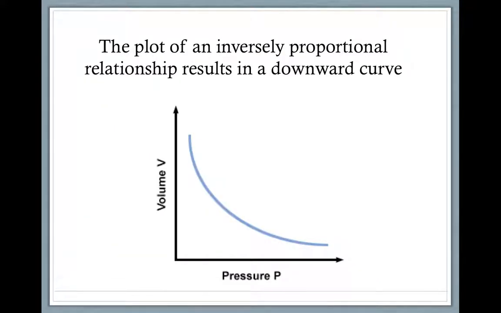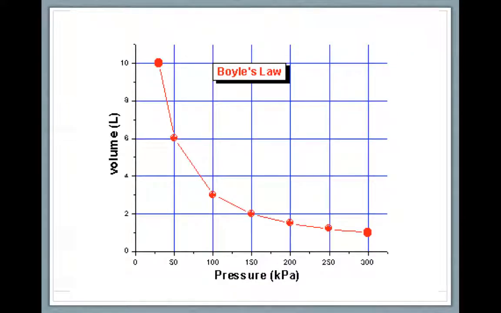If you were to graph pressure versus volume, it's going to be an inverse graph, meaning it's going to be a downward curve. Remember, they are opposite. Here is a real life example of a Boyle's law problem where you're taking the pressure and the volumes. As you change the pressure, the volume changes as well.